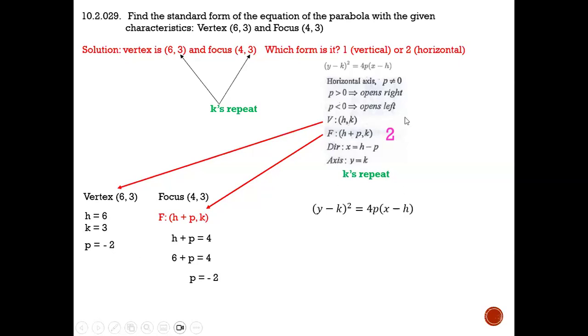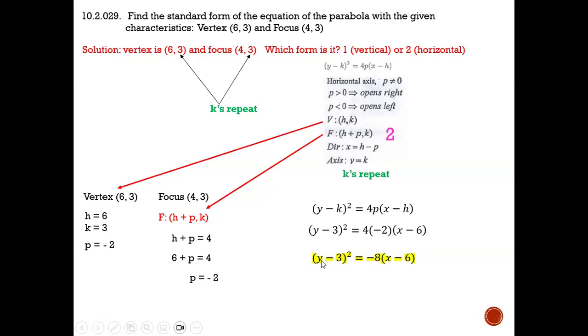So take that form of the equation right here: y minus k squared equals 4p times x minus h. Plug in everything that I've already found. I have my h, my k, and my p value that I found was -2. Simplifying all that, 4 times -2 is -8. So it's y minus 3 squared equals -8 times x minus 6.